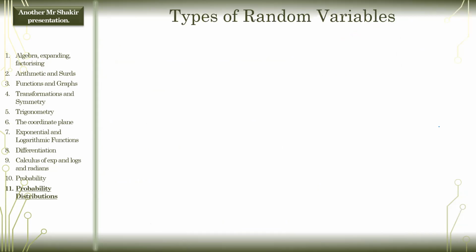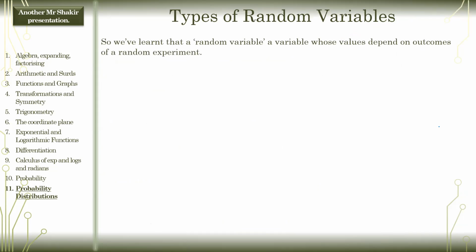Moving on. Now you have two different types of random variables. A random variable is a variable whose values depend on outcomes of a random experiment. Fine, fair enough. But a random variable can be discrete or continuous. What does that mean?